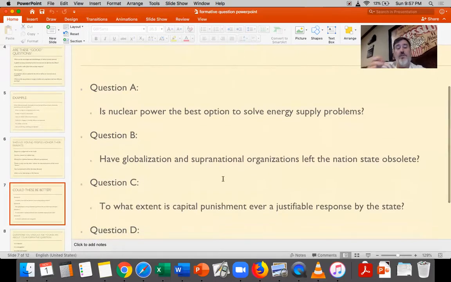Have globalization and supranational organizations left the nation state obsolete? Guys, how simple is that question? Not very, is it?